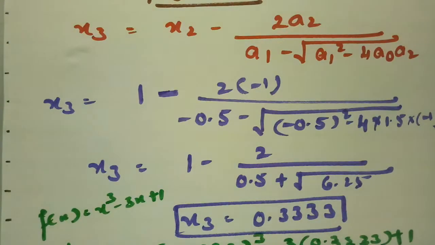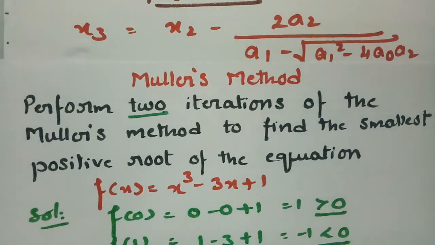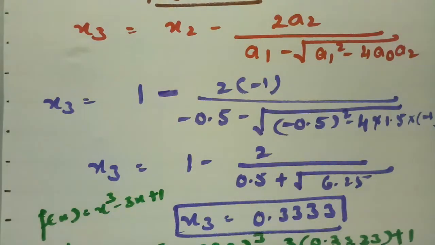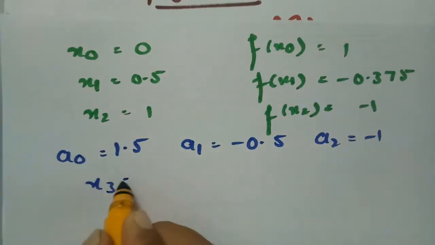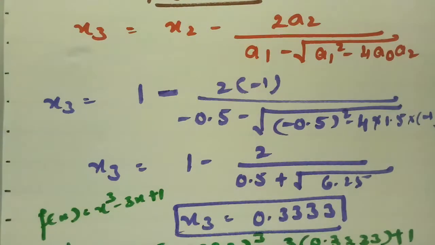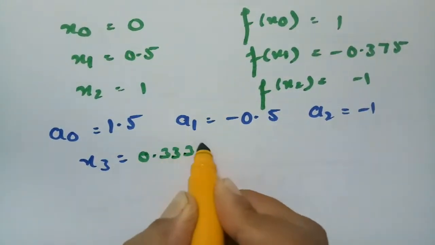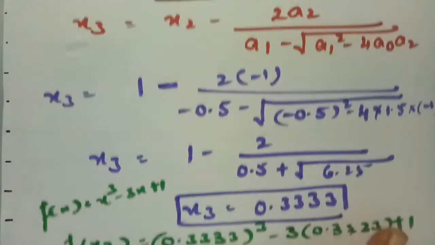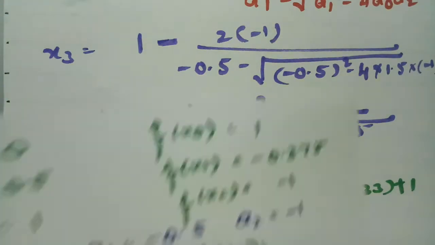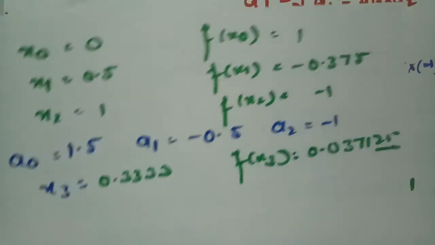So in the question it is asked to perform 2 iterations. The first iteration is completed and we got the value of x3 as well as f of x3. So there is an extension here. Till x2 we got, and x3 is nothing but 0.3333, and f of x3 value is nothing but 0.037125. So these are the two things.